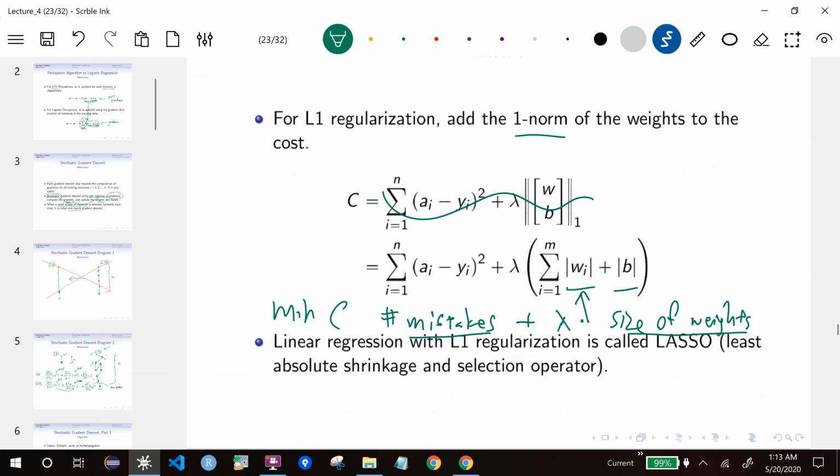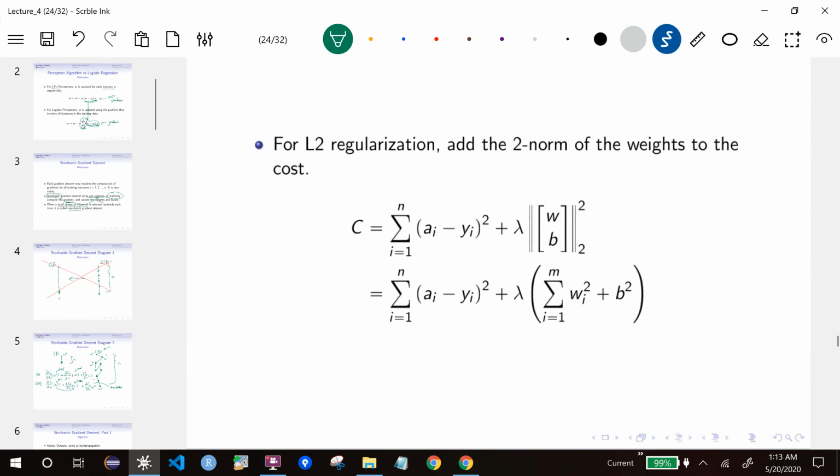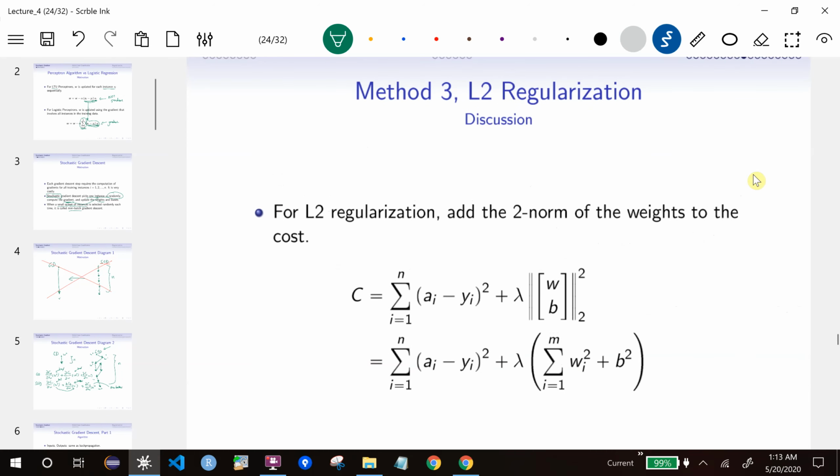And one thing, if you are from the statistics department, you may have heard of lasso. And lasso is just linear regression, basically squared error with no activation function, with L1 regularization. So that's lasso. And L2 and L1 are very similar. The only difference is there's a square. So in particular, there's a square here. So instead of absolute value, we just square them. And we're still trying to minimize the number of mistakes and minimize the size of the weights. It's just that we define the size differently.